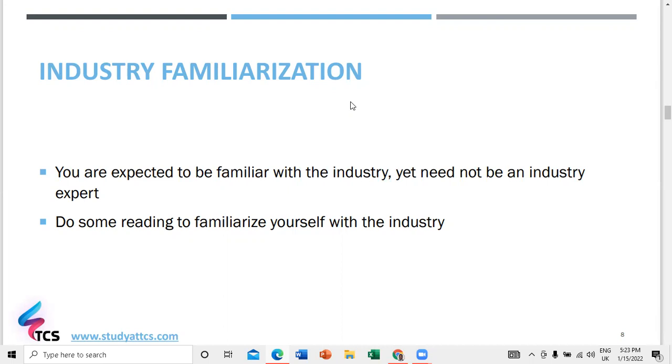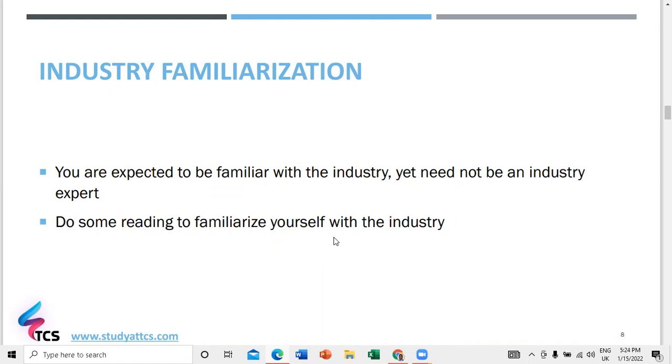However, here you are replicating work carried out by a finance officer at the lowest level of the organization. So you are not supposed to have an in-depth understanding about the industry. You need not be an expert, but you need to have a general level of familiarization with regards to what happens within the industry. You can do some reading to familiarize yourself with the industry by looking at real life examples.